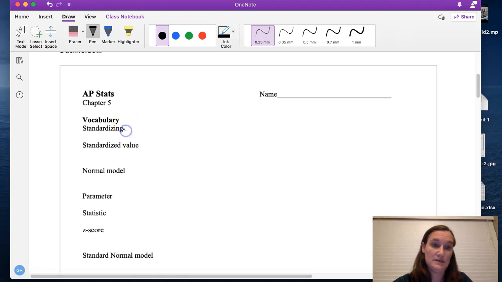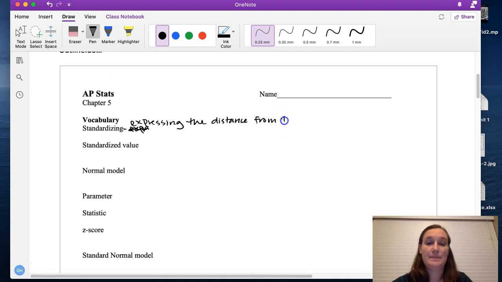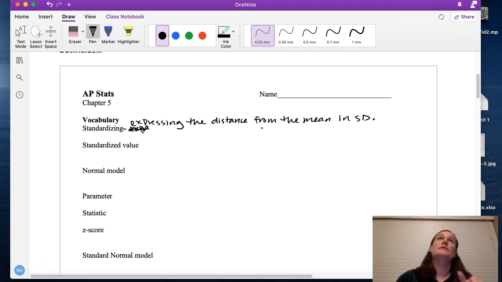So standardizing is expressing the distance from the mean in standard deviations. So we'd measure how many standard deviations something is away from the mean. So if your standard deviation is 2 and your mean is 4, then 0 would be 2 standard deviations away because your standard deviation is 2. So that's what standardizing means.